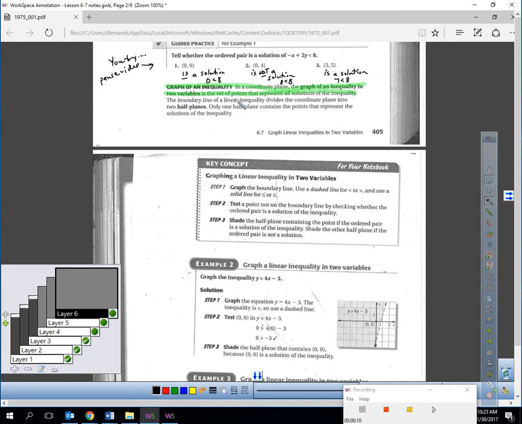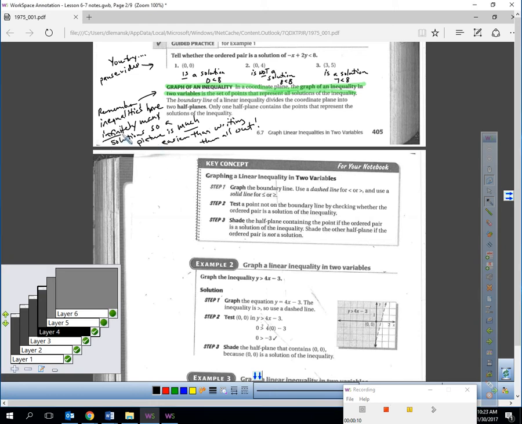Now, graphing an inequality. In a coordinate plane, the graph of an inequality in two variables is the set of points that represents all solutions of the inequality. You're probably thinking, geez, we have to graph again. Now remember, inequalities have infinitely many solutions. So if I asked you to go home and write down every ordered pair that makes the inequality true, you'd never get the problem done. Graphing is actually the shortcut. So don't have a bad attitude about it. It only takes you a half minute to graph it. It would take you forever to write all the solutions or make a table of them. Okay? So we're going to graph inequalities. They show me all the solutions.